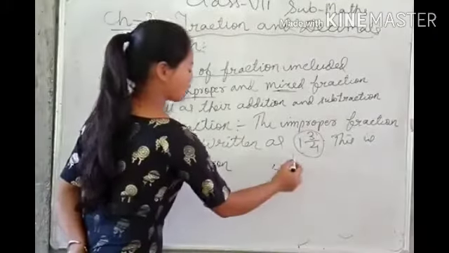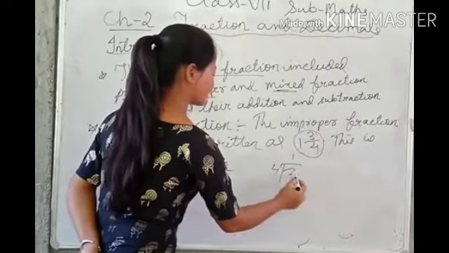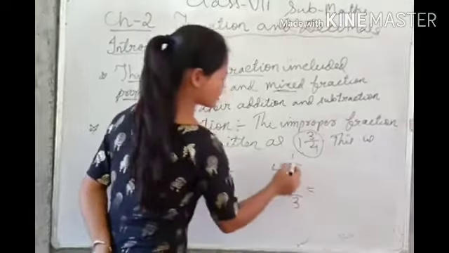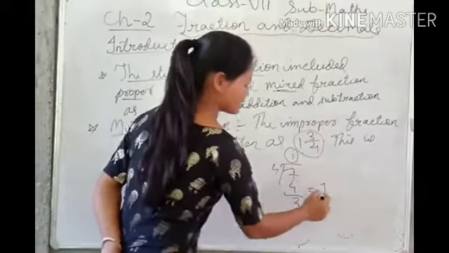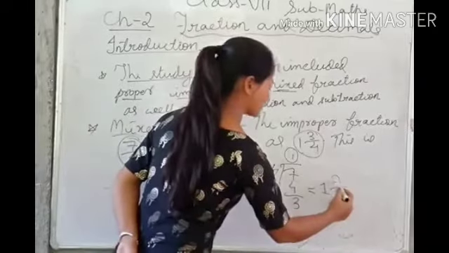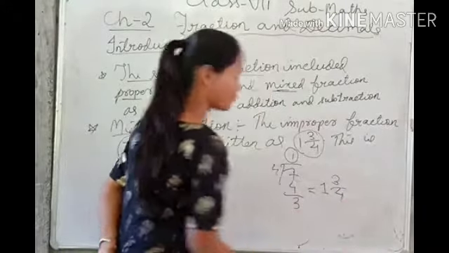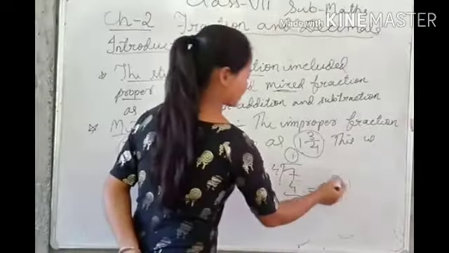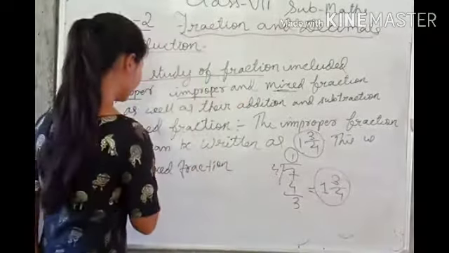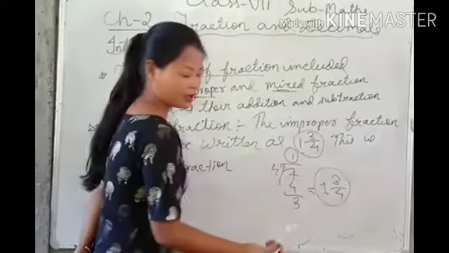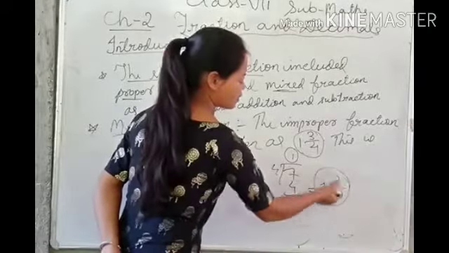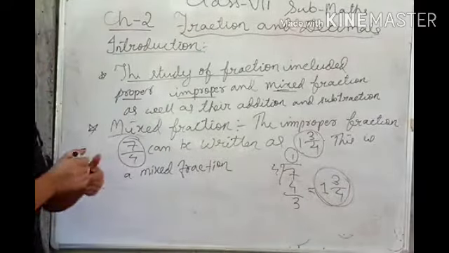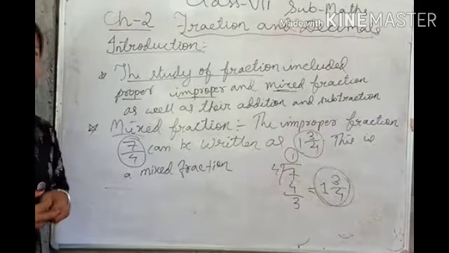7 divided by 4, one time 4, and 7 minus 4 is 3. Now you first write the quotient, it is 1. Then you write the remainder, and then you write the divisor 4. So the division is written there, and now this is converted to this. Now 1 and 3 upon 4 is called a mixed fraction. So from an improper fraction we can make a mixed fraction.